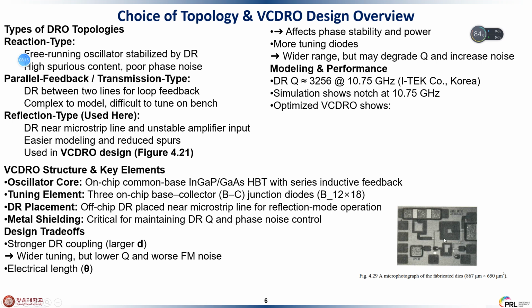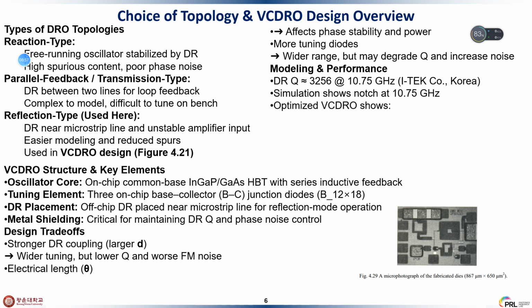and we can see it's the final design. As for the many types of DRO topologies, the first one is the reaction type. It's a free-running oscillator stabilized by the DR, and it has high spurious content and poor phase noise. The parallel feedback and transmission type is the DR between the two lines for the loop feedback, and it is complex to model, so it's very difficult to tune the middle band or the side band.